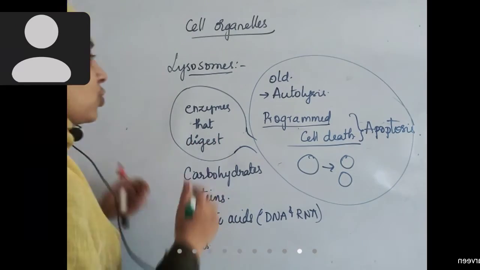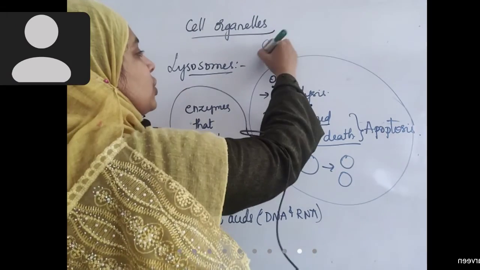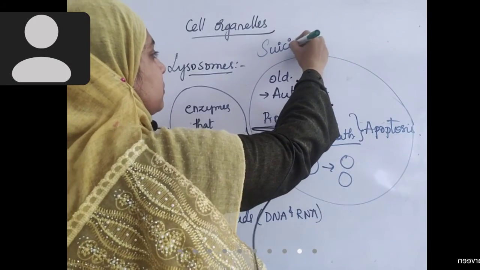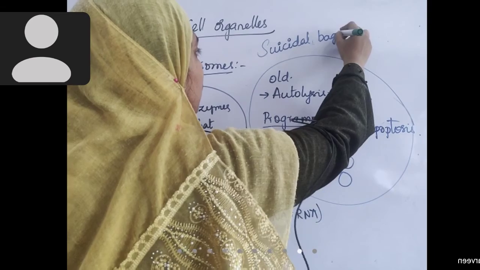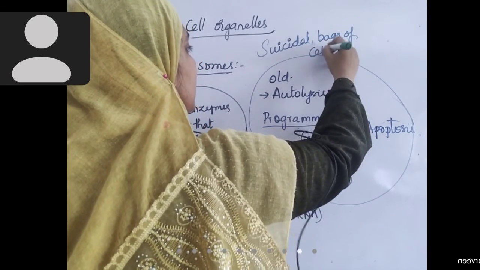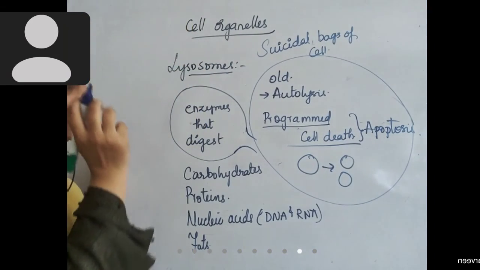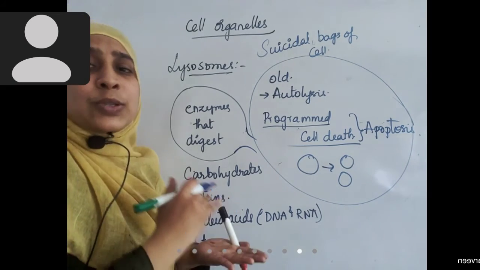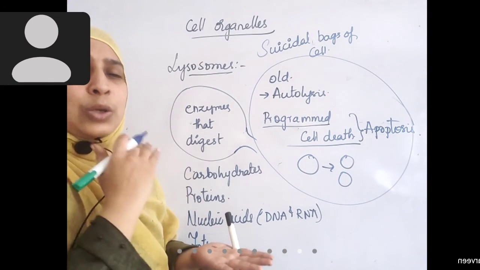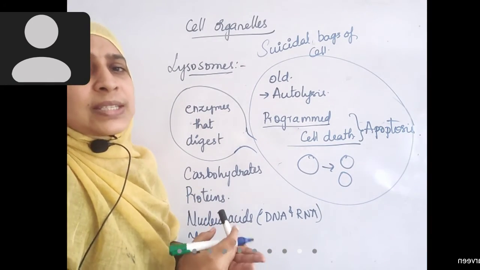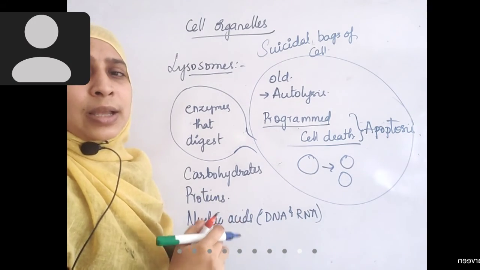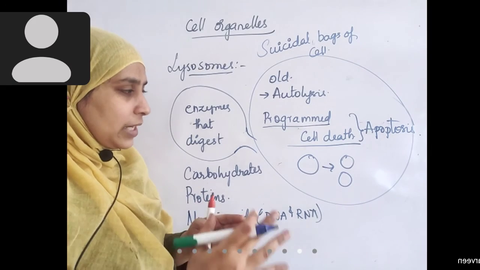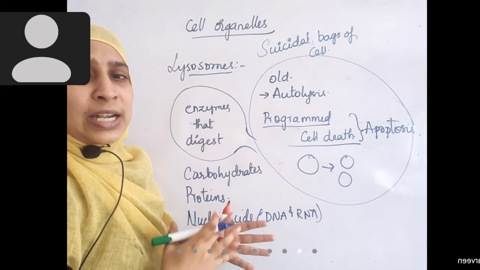So these lysosomes are also called suicidal bags of the cell. Whenever the cell decides to commit suicide, meaning self-killing, whenever it wants to kill itself because of any reason, the enzymes are released outside and it leads to the complete damage of the entire cell.